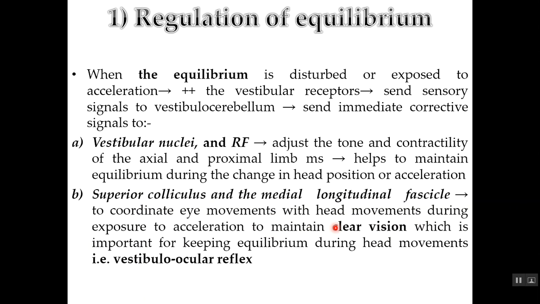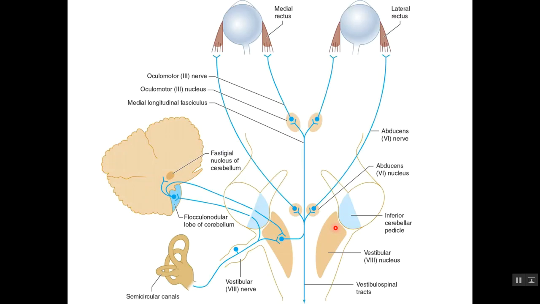And this clear vision is important to keep your equilibrium during head movement. And this is called, as we mentioned before, the vestibulo-ocular reflex. This is called what? Vestibulo-ocular reflex. Okay. This is again how the vestibulocerebellum, or archicerebellum, works or does its action.